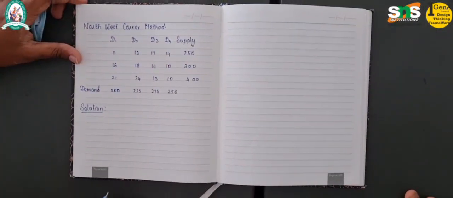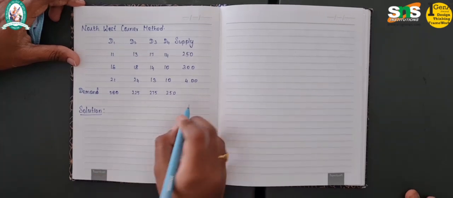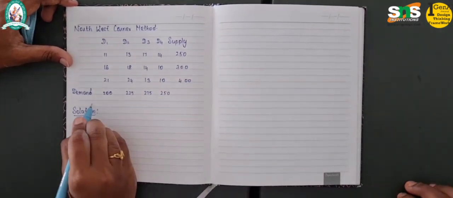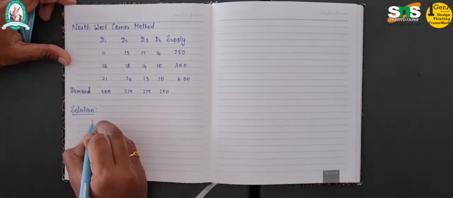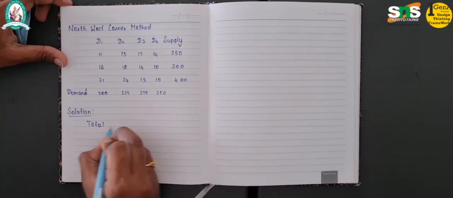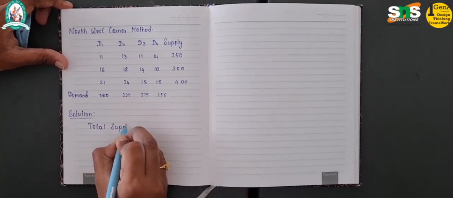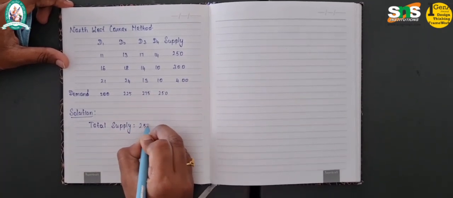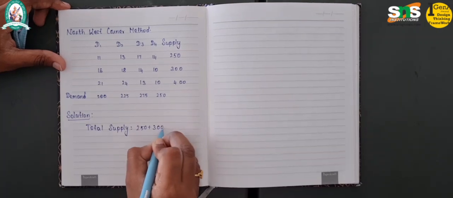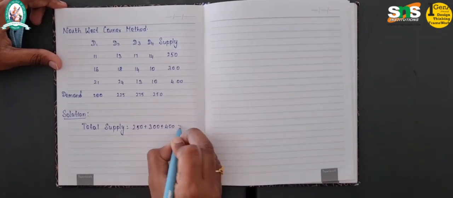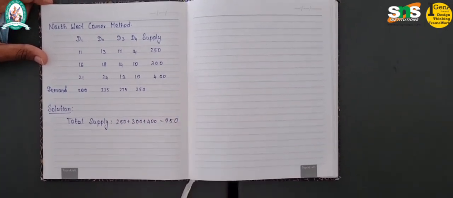So what is the first step of this problem? We have to find whether the problem is balanced or unbalanced. So for balance, we have to add the supply as well as we have to add the demand. So the total supply is, by adding all those values, I get an answer as 950.